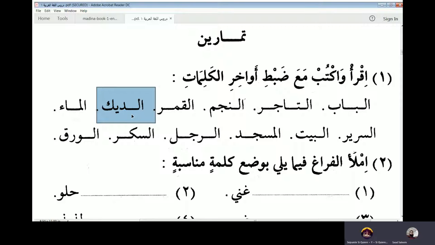Ad-dikun is the rooster. Good. Al-ma'u is the water. As-sarir is the bed. Al-baytu is the house. Al-masjidu is the masjid. Ar-rajulu is the man. As-sukkaru is the sugar.